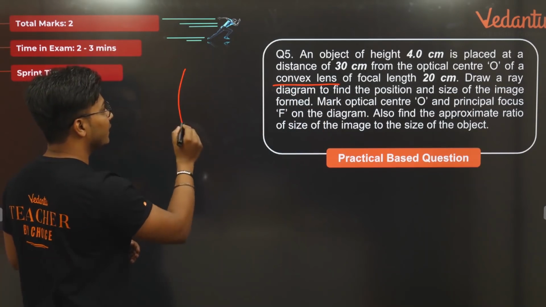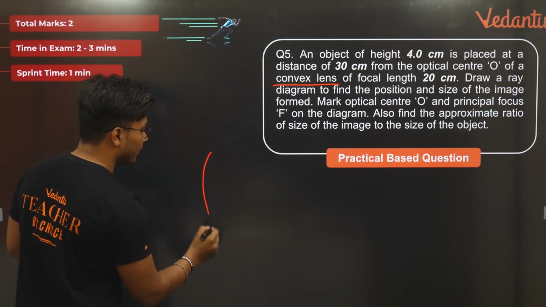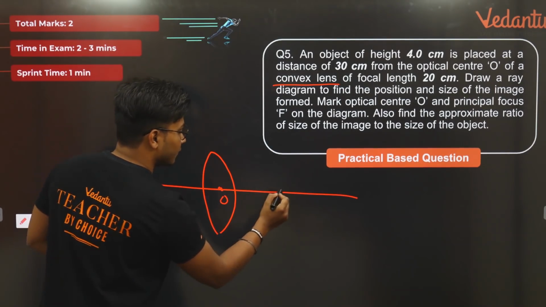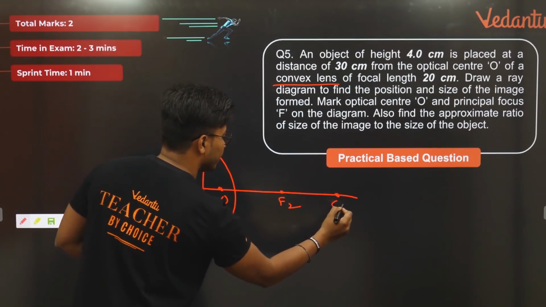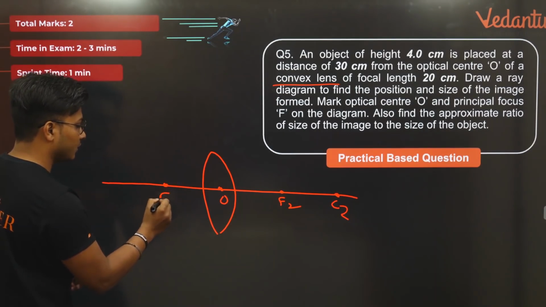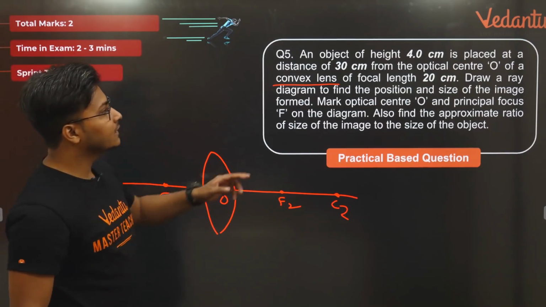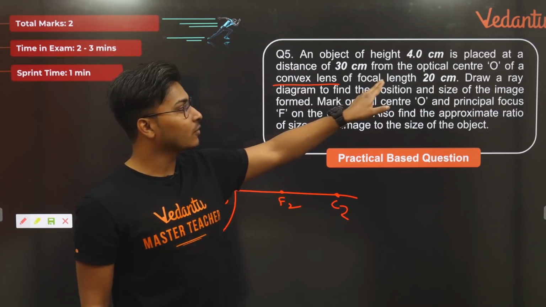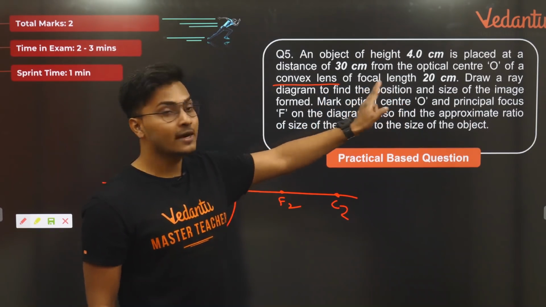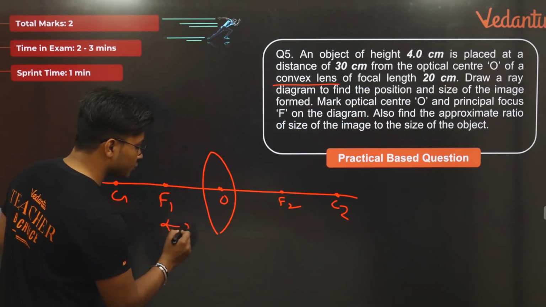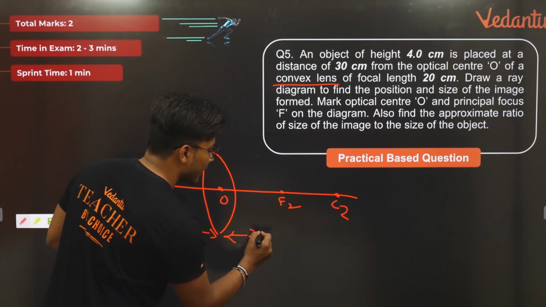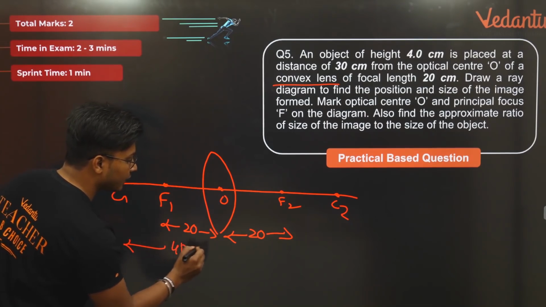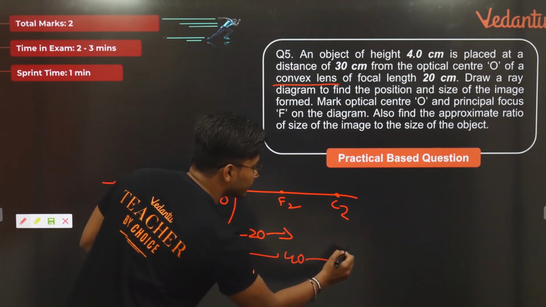Okay, so if I roughly take a convex lens, I think I should draw it here. Yes, this is your convex lens. Optical center O, F2, C2, F1, C1, correct? Awesome. Now they say the object is placed at a distance of 30 centimeter from the optical center O of a convex lens of focal length 20 centimeter. So the focal length in this scenario is 20 centimeter at both ends. If both focal lengths are 20, then obviously your center of curvature will be at 40. Have you made it? Correct? It's a very simple thing.